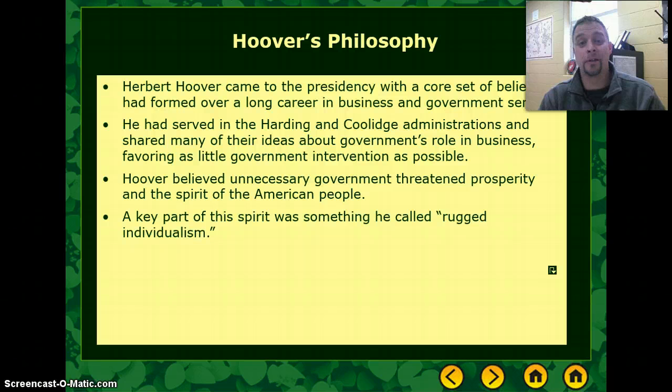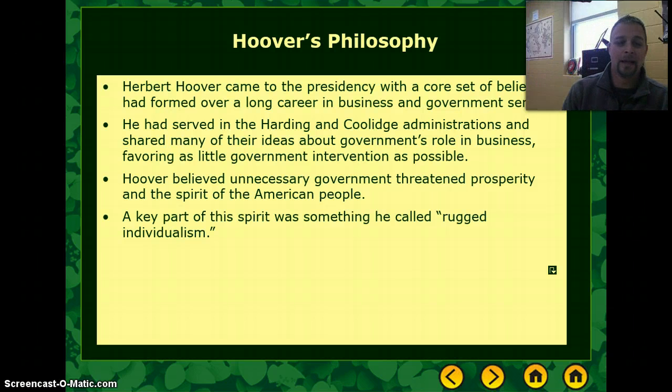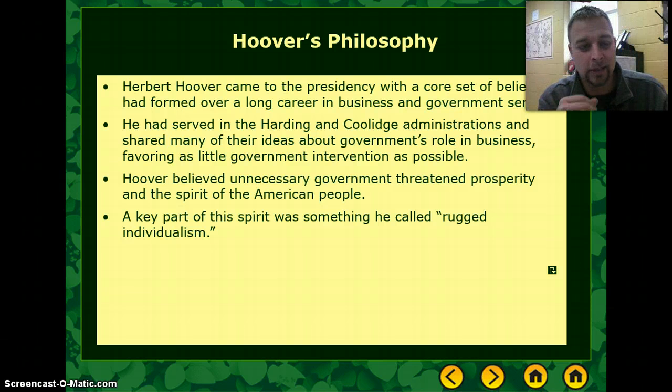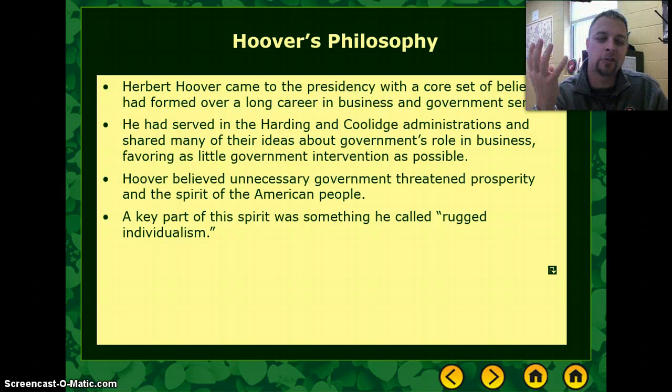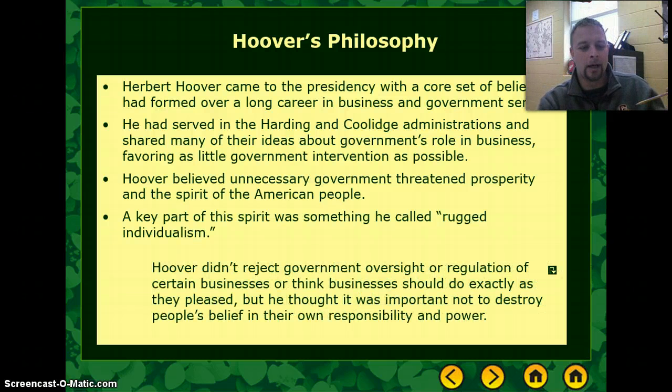The fact that Americans felt like they were on their own had a lot to do with Hoover's philosophy of government. He believed that basically government should have as little intervention in the economy as possible, and he believed that more government threatened the prosperity and the spirit of the American people, which he called rugged individualism. He thought that if the government was too involved, it would limit Americans' ability to forge ahead as individuals and rugged individuals. And he opposed government intervention.